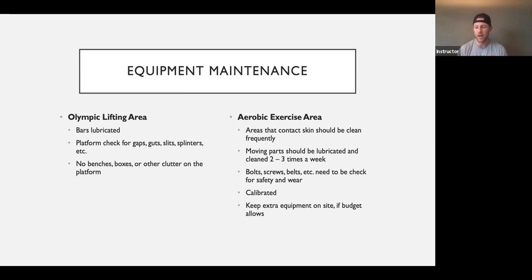Keep extra equipment on site, again, if the budget allows. So not being down to zero, always having enough in case you need to make a quick change or to close something and repair it quickly. So being prepared as best you can.